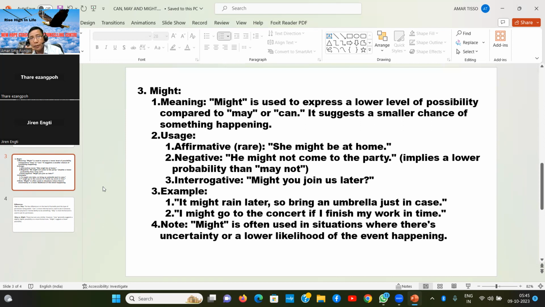Try to see the difference between may and might. Might means there's hardly any, a very low possibility. Sometimes there is no possibility. Then sometimes I have to say maybe. May is a little higher than might.